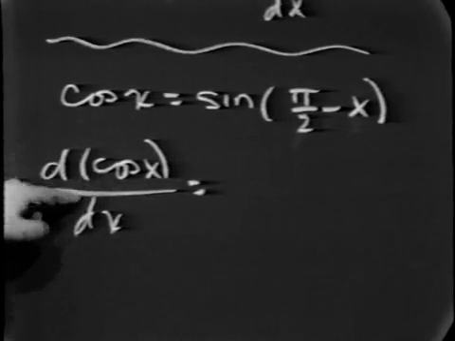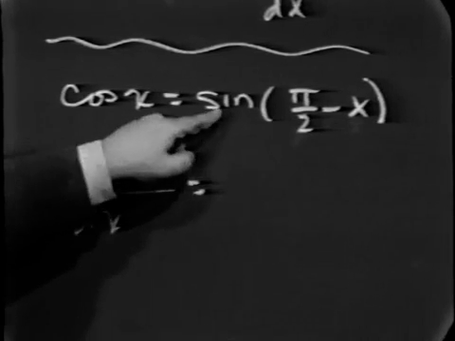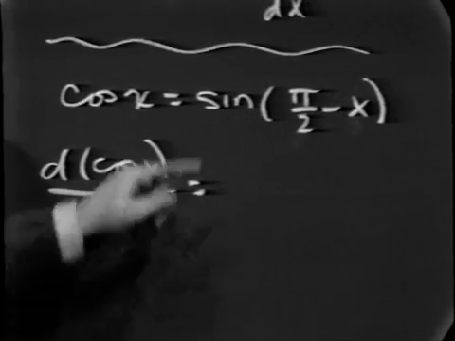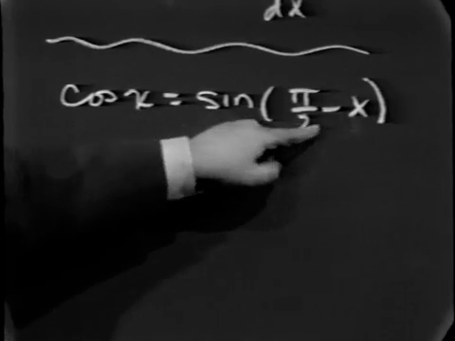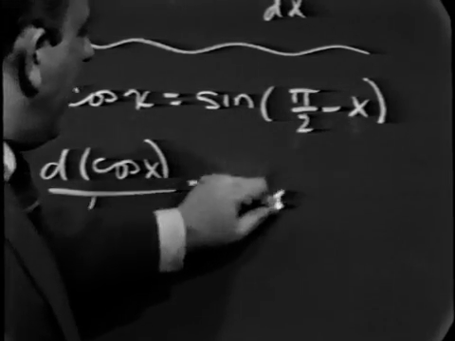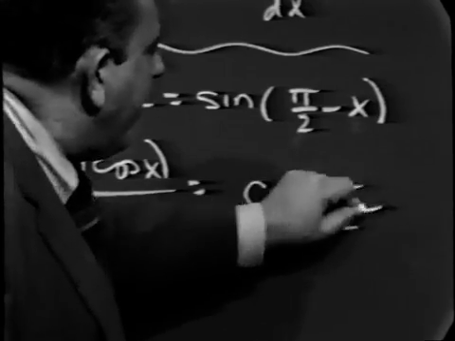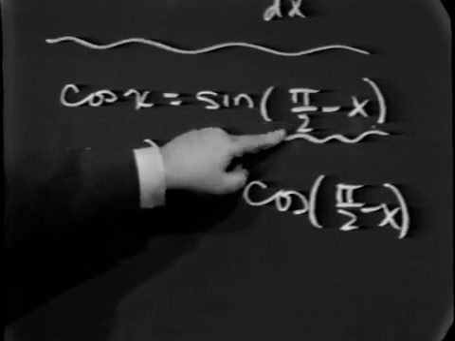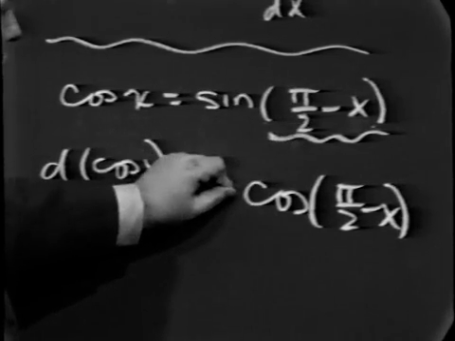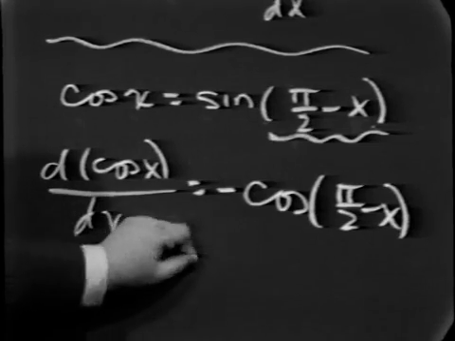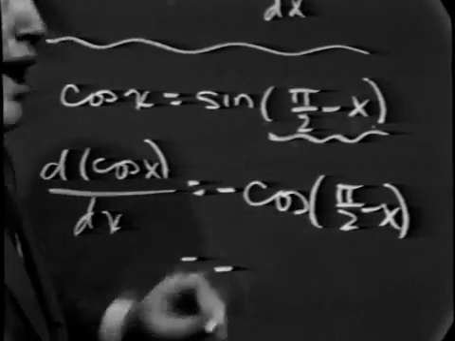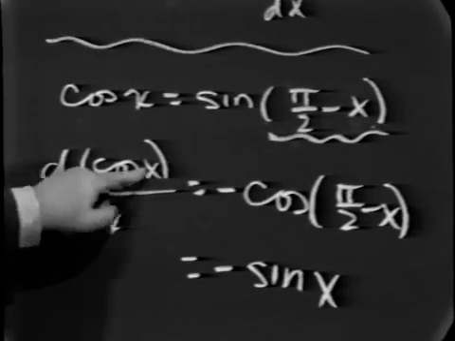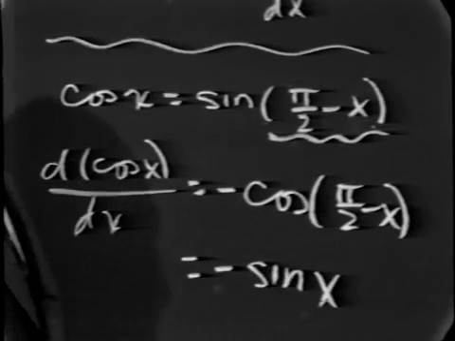The idea is this. To take the derivative of cosine x with respect to x, all I have to differentiate is sine of pi over 2 minus x with respect to x. But I know how to do that. Namely, the derivative of sine of pi over 2 minus x is cosine of pi over 2 minus x, and by the chain rule, times the derivative of this with respect to x. Well, pi over 2 is a constant. The derivative of minus x is minus 1. And then remembering that the cosine of pi over 2 minus x is sine x, I now have the result that the derivative of the cosine is minus the sine.